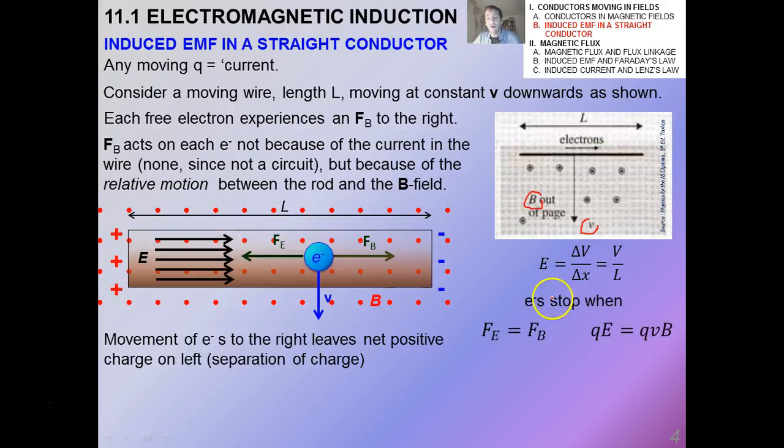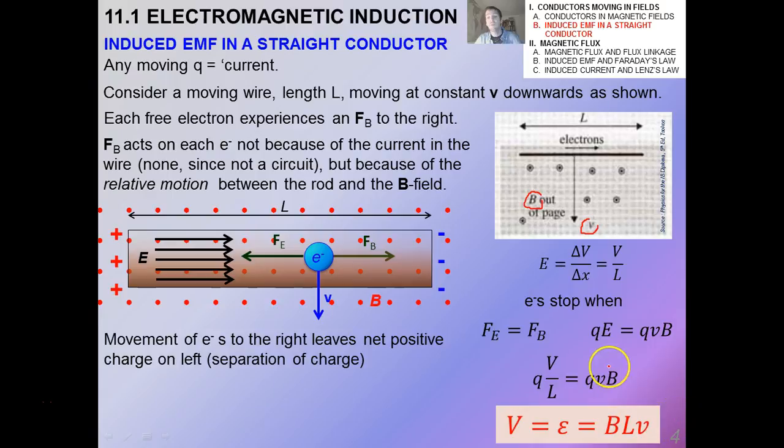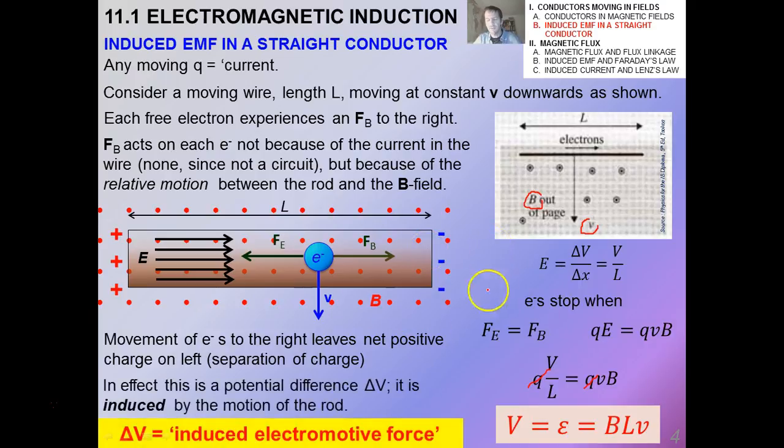Now this is V over L because really the distance between the plates, in this case, the ends of the wire, that's L. If you consider the case where the electrons are stationary, okay, the electrons will be stationary when the magnitudes of F sub E and F sub B are equal, or in other words, QE equals QvB, or in other words, QV over L substituting in equals QvB. The Q's cancel, and then if you solve for V, which is the potential difference across the ends of the rod, you get that V equals BLv, okay?